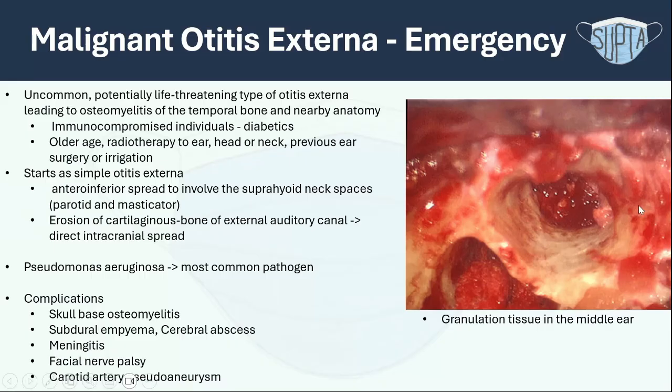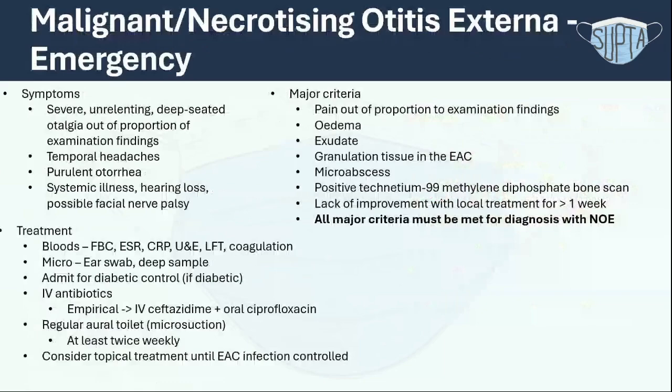So here you can see granulation tissue in the middle ear. Some of the symptoms: you can have severe, unrelenting, deep-seated otalgia that's out of proportion to the examination findings. You might have temporal headaches, purulent otorrhea, and you can see the person starting to become systemically unwell.